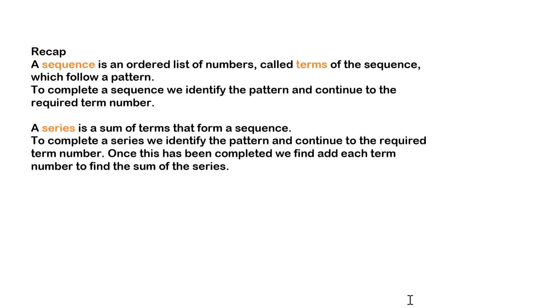All right, here we have a quick recap. So remember, a sequence is just an ordered list of numbers, and these numbers are called terms of the sequence, and these follow a specific pattern. When we're completing a sequence, we identify what the pattern is, and then continue the sequence until we get to the required term number, which is usually given to you in the question. A series is just the sum of the terms that form a sequence. So in the same way that we complete a sequence, we identify the pattern and continue to the required term number. Once you've done this, you can add each term together to find the sum of the series.